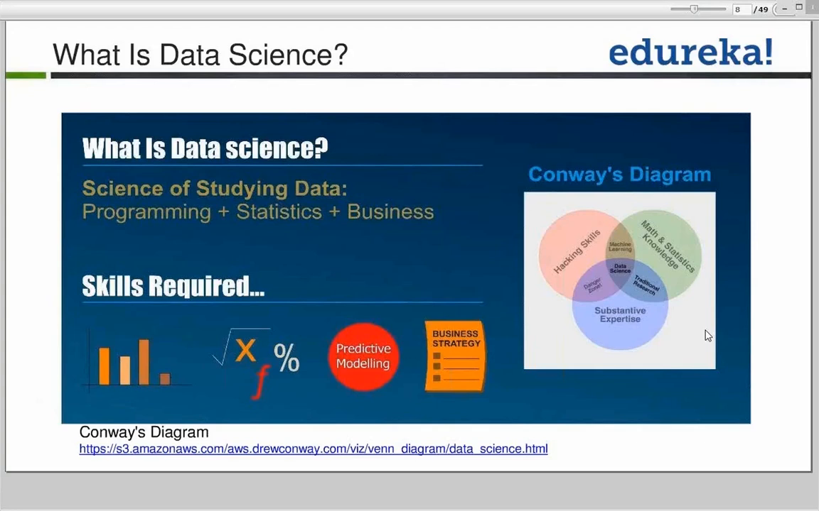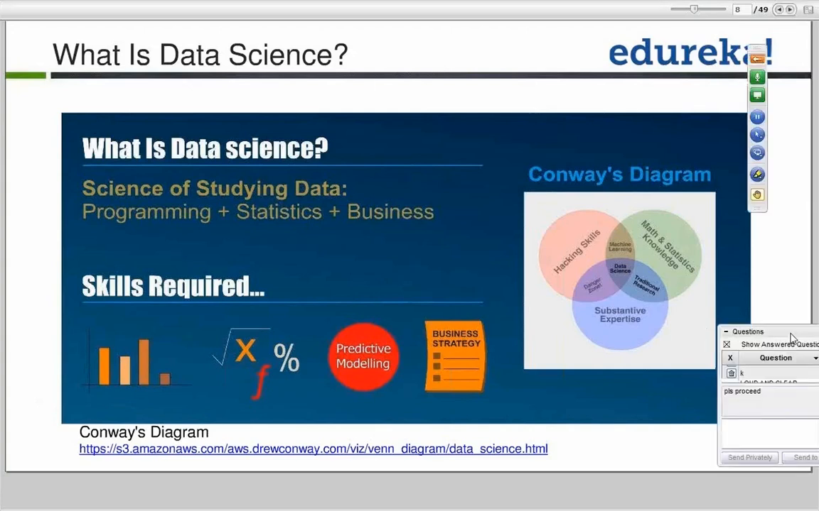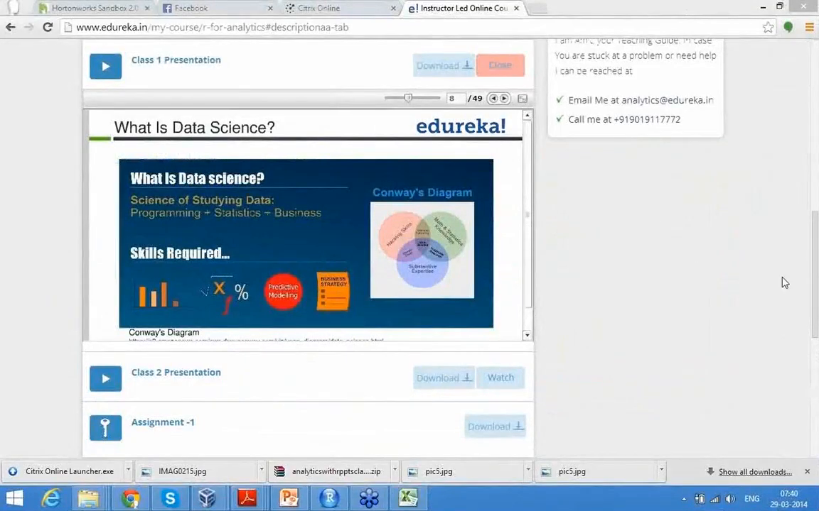So all these skills together build a data scientist, which is why, even though there are so many people who are trained in stats or maybe programming, it is difficult to get that right mix, and there is so much demand for a good data scientist.